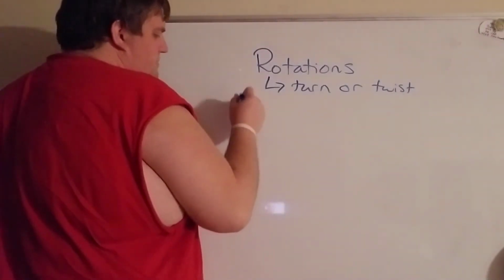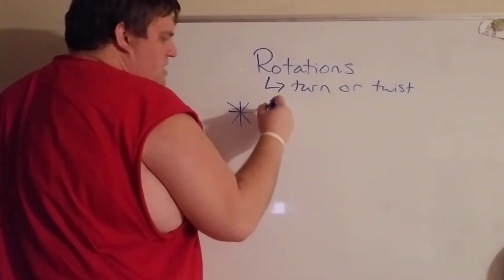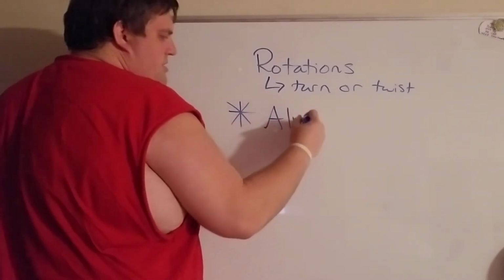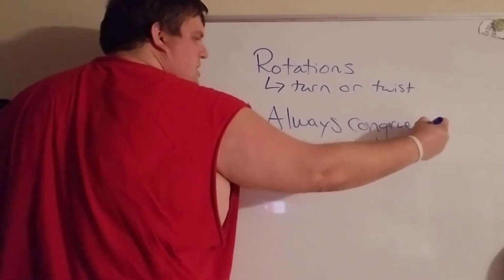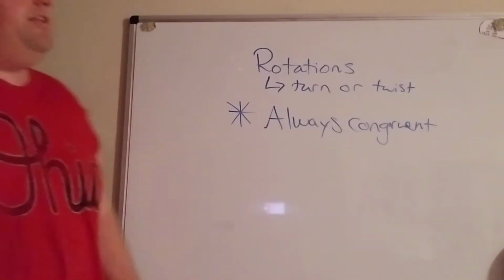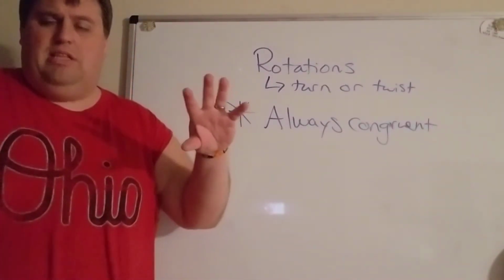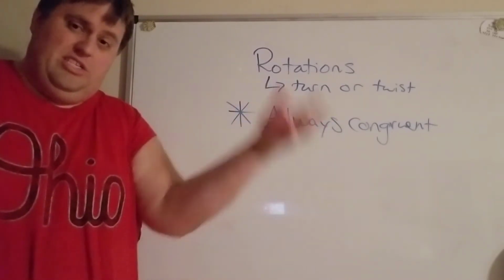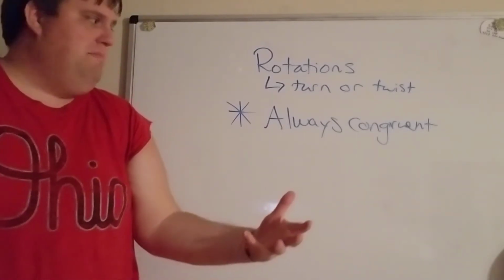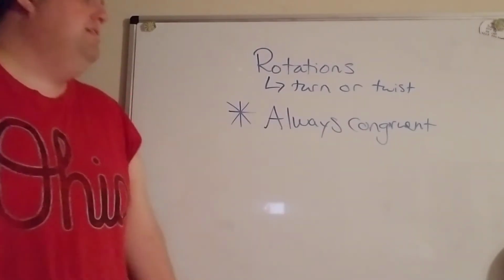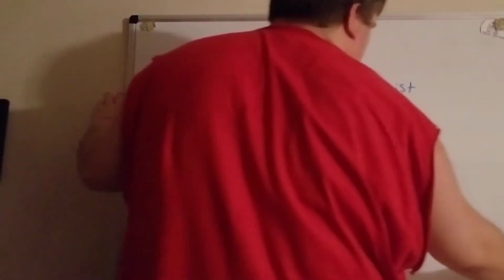Most important thing here, and this is what I meant by the rigid transformation, is that rotations are always congruent. Just like we talked about with the other two, these are going to end with shapes that are congruent to the original shape. Really, it's going to be the same shape and size. It's just turned. It's a different orientation, if you want to think of it that way. We're going to have congruent shapes. So let me show you an example of what we're talking about here.